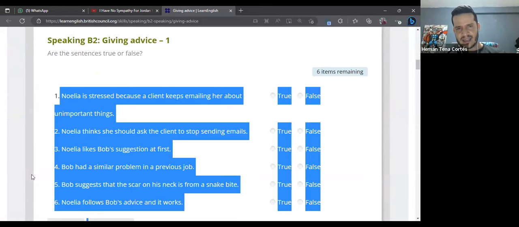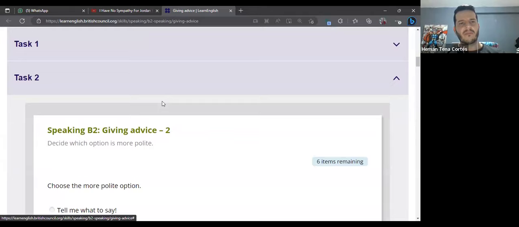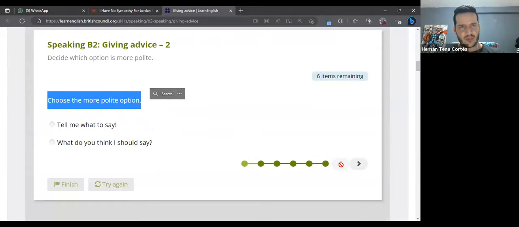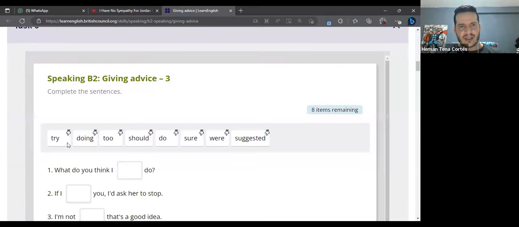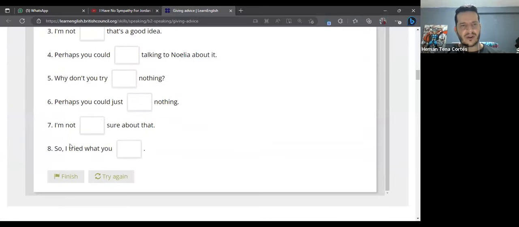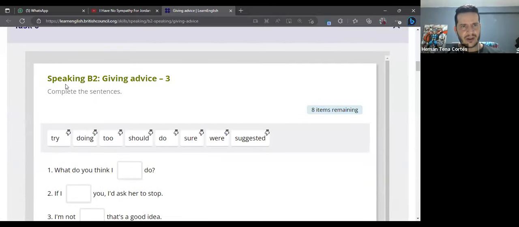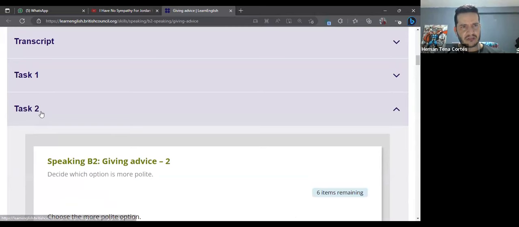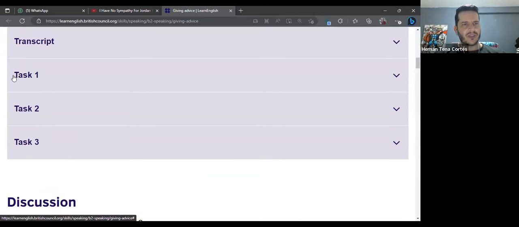listening comprehension. The second task here, you have to choose the more polite option in each one of these. And the last task we are going to do together, okay? The last one we will do together. Lucy, remember that here it is multiple choice, so it's not a big deal. So remember, Lucy, you're going to do task 1 and task 2, and we will do task 3 together, okay?